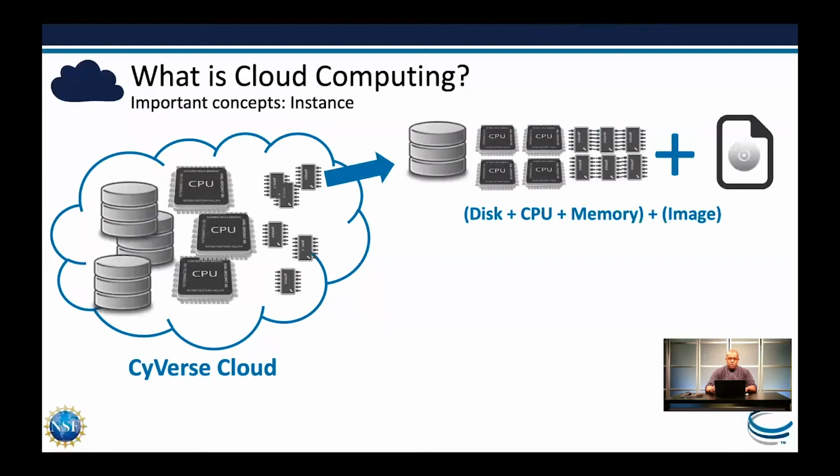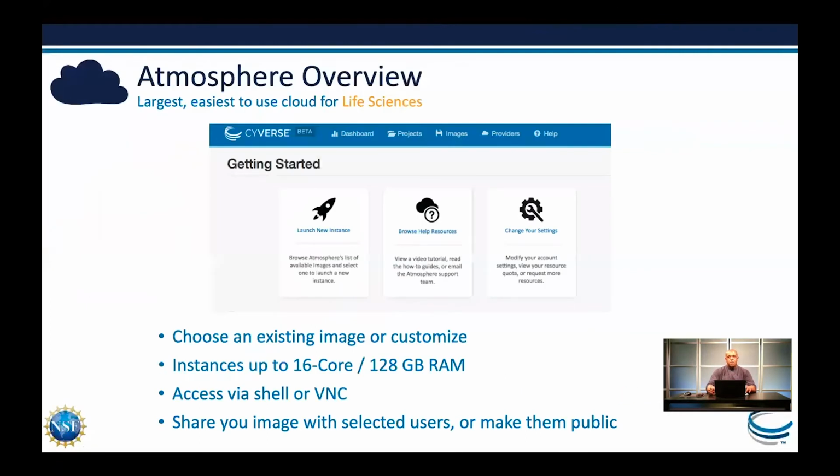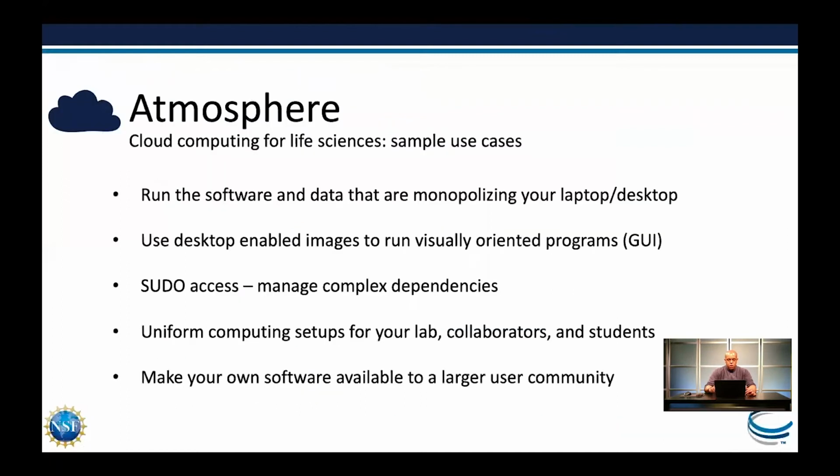So we'll give you what you asked for, and then you also need an image to actually run software on top of that hardware. All together, you get what we call an instance or virtual machine. That's available to you at an IP address, which you're going to connect to, and I'm going to show you. There are some generous allocations available, 16 core, 128 gig RAM, and you can access it through the shell or the VNC. I'm going to show you everything on the web, and it's a really fantastic way to customize what you're using.